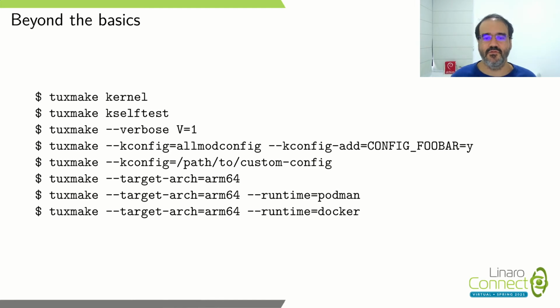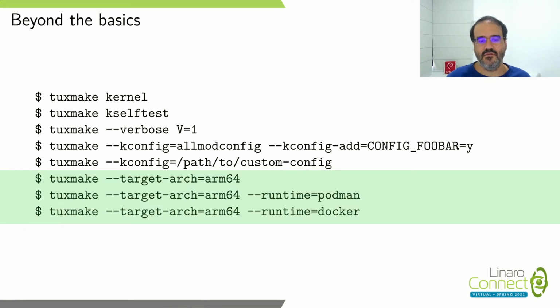You can also build for different architectures using the --target-arch option. In this case, for instance, we can do tuxmake --target-arch=arm64, and then TuxMake will handle everything to get the cross-compiling correctly on your side. In this case, you have to have the cross-compilers installed, but if you use the container runtimes, with either podman or Docker, then TuxMake will download a container image for you that already has the cross-compiler, and then you get everything with the correct cross-compiler.